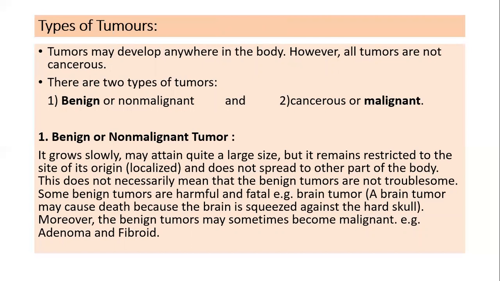Moreover, benign tumors may sometimes become malignant in the case of adenomas. Adenomas means tumors of the glands, like the thyroid gland, prostate gland, and so on. When there is a tumor in certain glands, it can later on become malignant. Even the fibroids which are present are earlier benign, but later on they may become malignant.